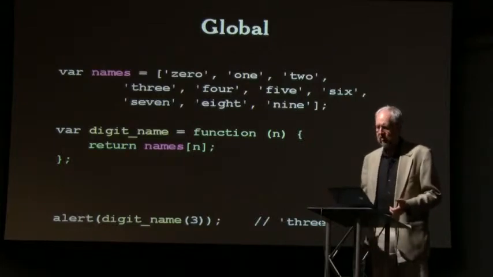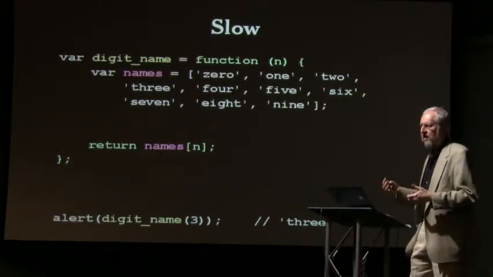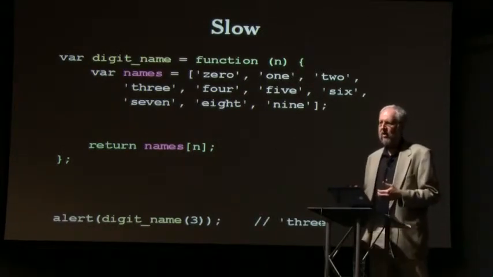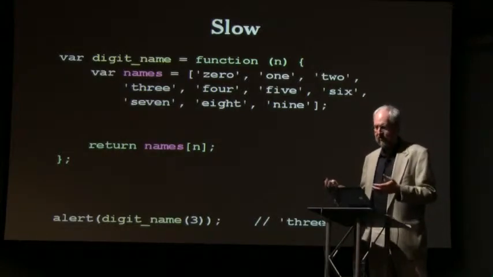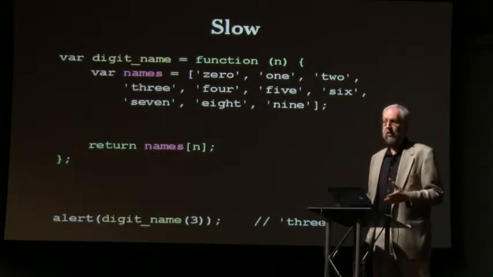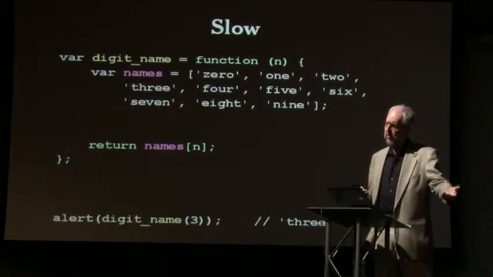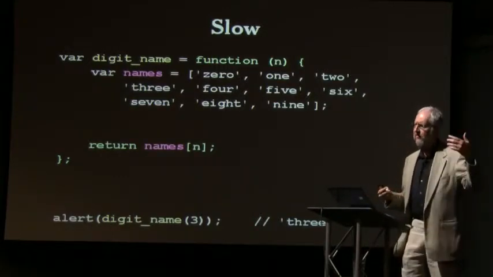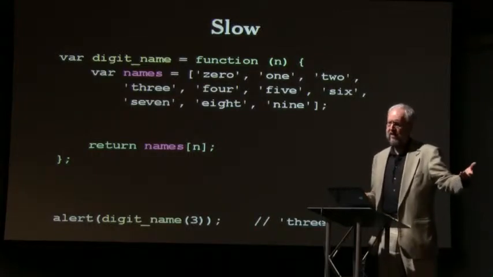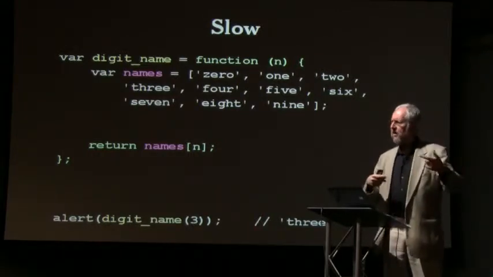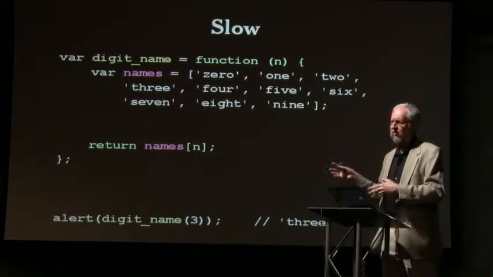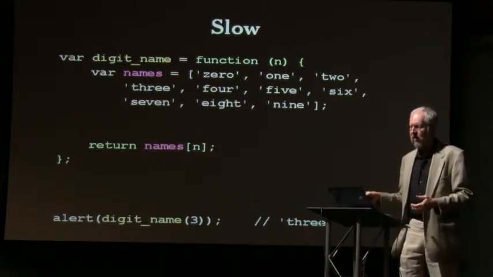One way we could do that is to rewrite this program so that names is now a local variable of the digitName function. And that works. It's a local variable. We have function scope. Names is not visible on the outside. So even if an evil ad comes in and has a names variable, it will not interfere with this one. That's good. This is a much more reliable version of the function.